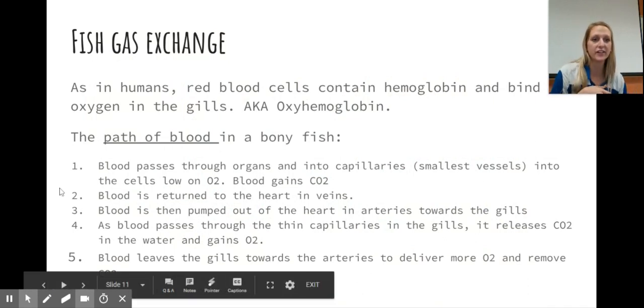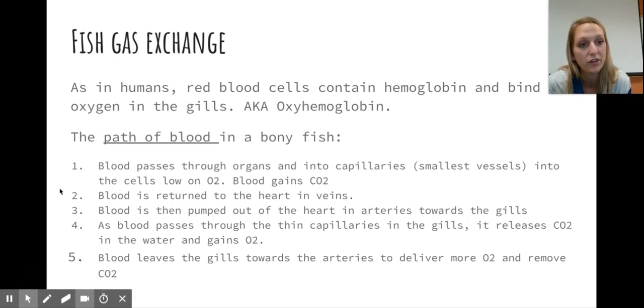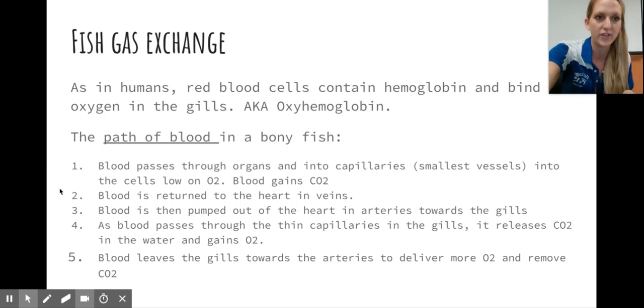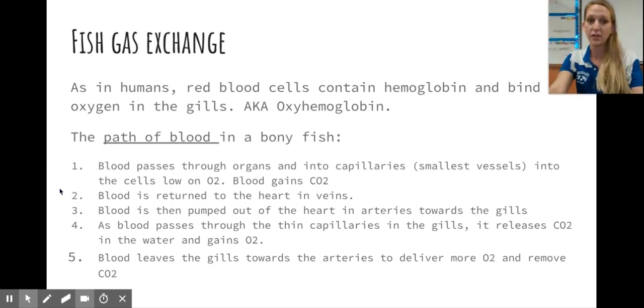Blood's going to pass through the organs and into the capillaries, which are your tiny, tiny, smaller vessels near your cells, so they will allow gas to diffuse through. Cells that are low on oxygen are going to get the oxygen because of diffusion, going from a high concentration to a low concentration. And the blood is going to gain the carbon dioxide because the blood should be deficient in carbon dioxide, while the cells that had just used oxygen and oxidized glucose are going to have a surplus of carbon dioxide. And so that's going to go into the bloodstream because it is a low concentration of it.